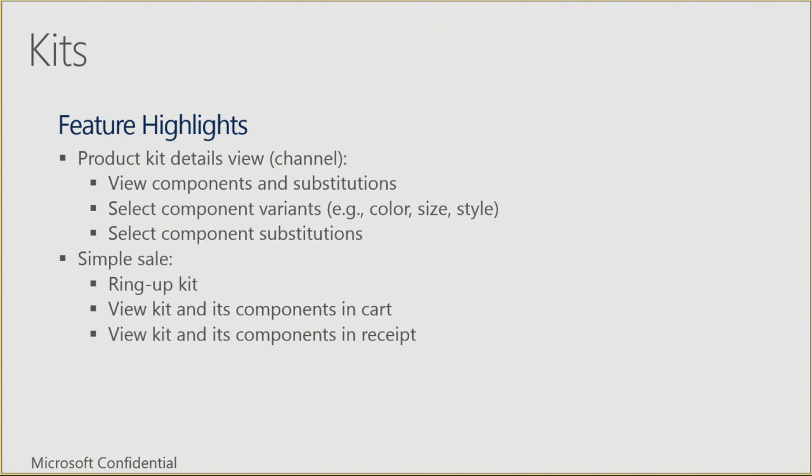Now, simple sale: you ring up a kit and make the changes, either changing the variants of the components or changing the substitutions, substituting the components with relevant substitutable products, and add to sale and continue with your standard checkout process.